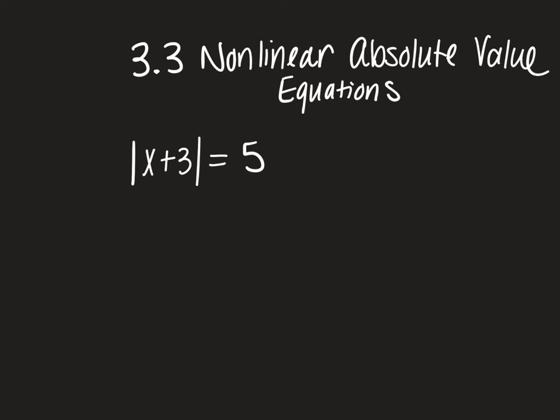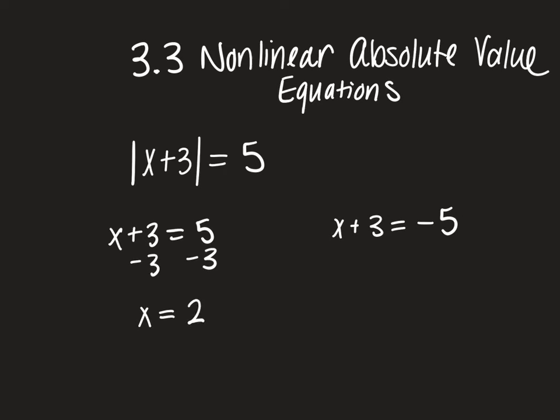Yeah, we're going to have two equations. So the first one would be x plus 3 equals 5. And then what about the second one? Right, it equals negative 5. Right, and then you just solve the two, and then get your two solutions. Alright, so this we've done before. We've done it already this year. So this should be fairly familiar.